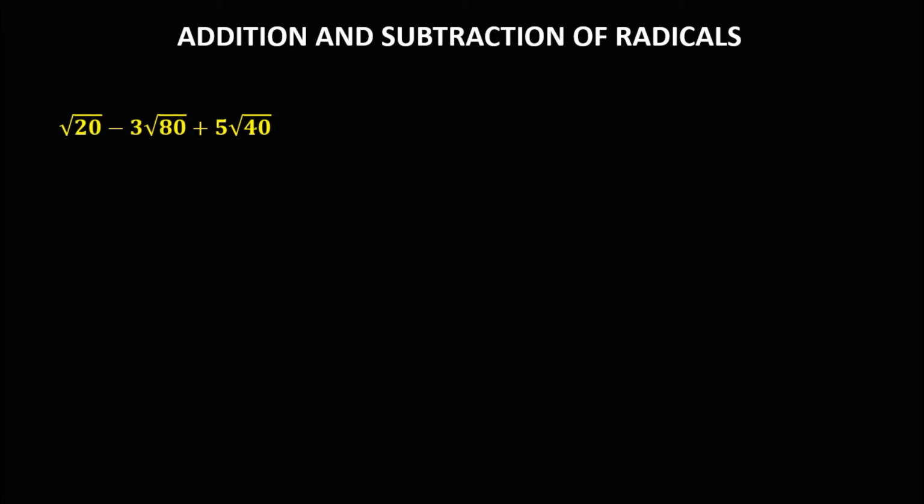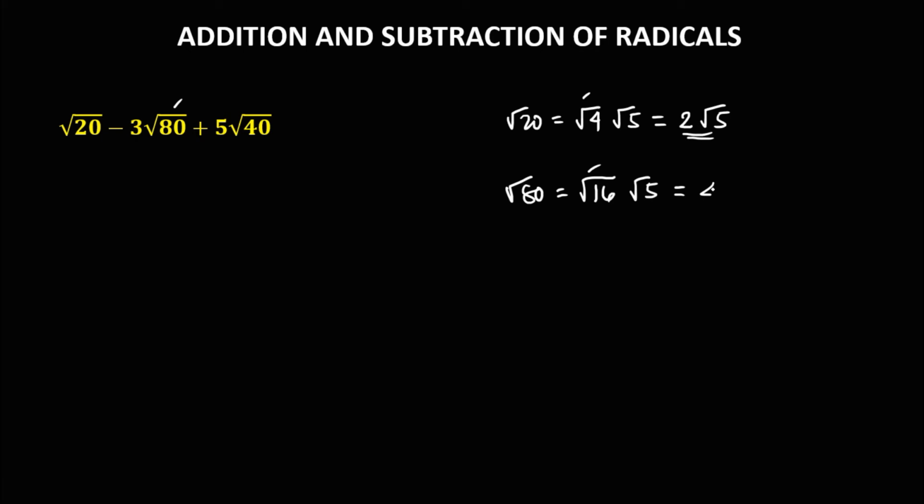Then for this given, again, we need to simplify the radicals first. Square root of 20 is square root of 4 times square root of 5, and square root of 4 is 2, so 2 times the square root of 5. Then square root of 80 is square root of 16 times square root of 5, and square root of 16 is 4, so 4 times the square root of 5. And for square root of 40, we can rewrite this as square root of 4 times square root of 10, and square root of 4 is 2, so 2 times the square root of 10. So this is now the new equation.